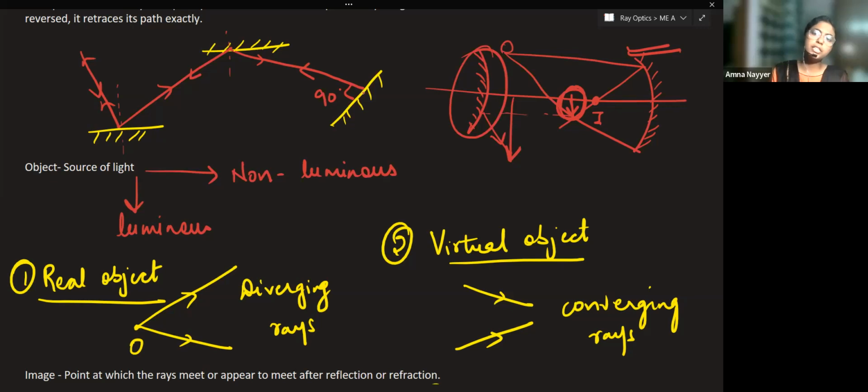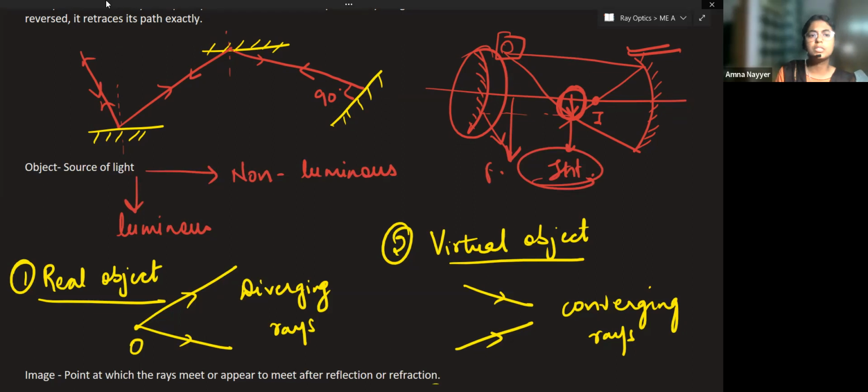The object was the initial object only, which produced this intermediate image, and this intermediate image produced the final image. So this final image has been formed because of an object which is actually not present. This is not a physical real object. It's an image that has been formed. Such kinds of objects are known as virtual objects.